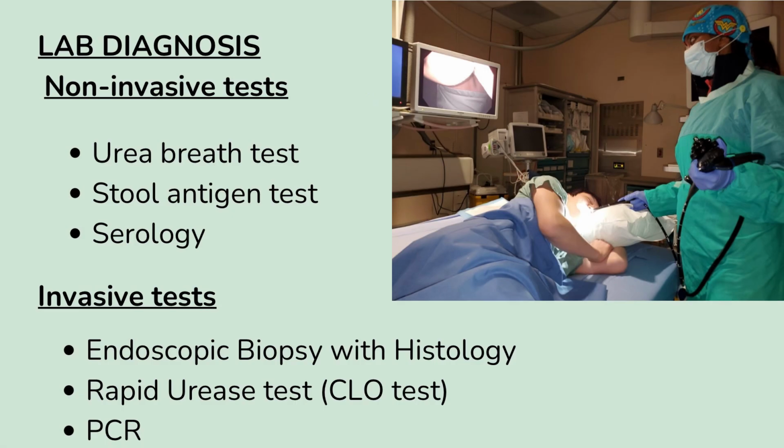Lab diagnosis. Non-invasive tests are often the first choice for diagnosing Helicobacter pylori infection as they do not require an endoscopy. Urea breath test. In this test, the patient ingests urea labeled with a radioactive or stable isotope. If Helicobacter pylori is present, it breaks down the urea to release carbon dioxide labeled with the isotope. The labeled carbon dioxide is detected in the breath. Stool antigen test detects Helicobacter pylori antigens in stool samples.